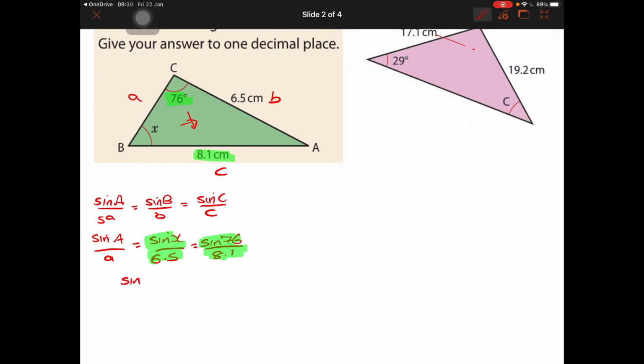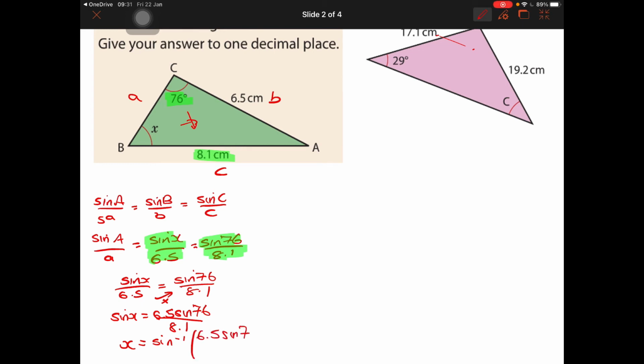So I'll have sine X over 6.5 equals sine 76 over 8.1. I'm going to multiply up my 6.5, so I end up with sine X equaling 6.5 sine of 76 over 8.1. In order to find X, inverse sine both sides. So we'll go sine to the minus 1 of 6.5 sine 76 over 8.1.